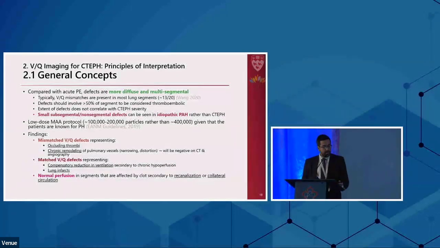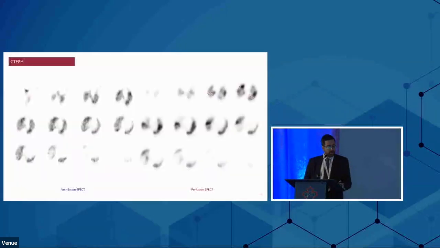It's possible that you can have normal perfusion despite having a CT that shows a large central clot, and that can be related to recanalization or collateral circulation. So in this example, we can see that there are multiple defects. This is a large clot burden, and it confirms the diagnosis of CTEPH in this patient with pulmonary hypertension.